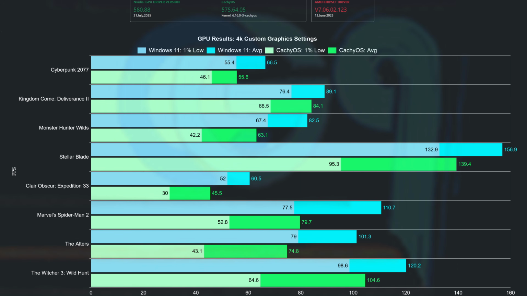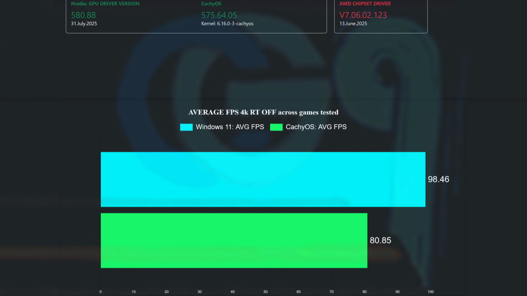Now this is the chart for the 4K results. There is no win for CachyOS over Windows when using an Nvidia GPU here. We have results for Alters, so this will paint a better picture. Averaging the results obtained at 4K in the games tested, we can see that Windows delivers a bit more than 21% more performance over CachyOS.